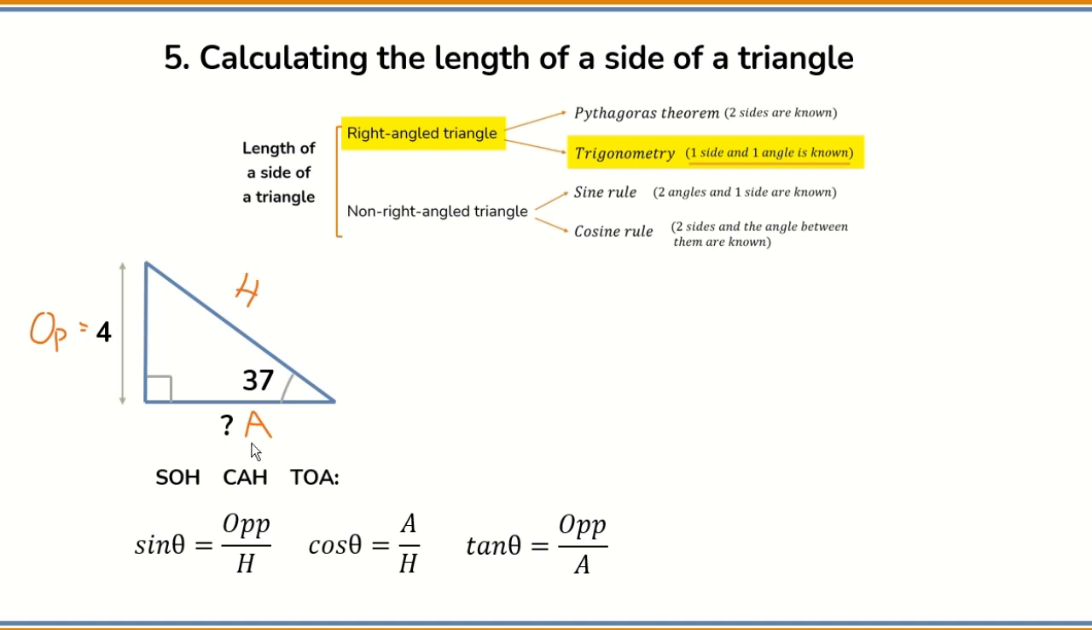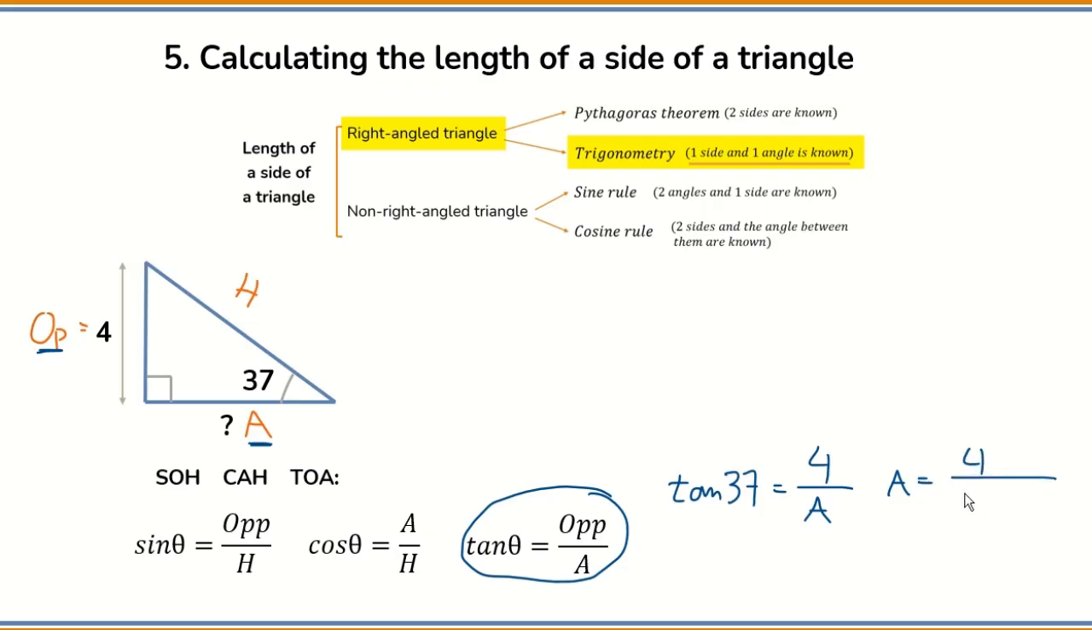If we need to find out A, we will have to find a formula that has A and the opposite, this one. So the tangent of 37 equals the opposite, which is 4 over A. We need to rearrange this formula to make A the subject. So A will be 4 over the tangent of 37. And this is 5.31.